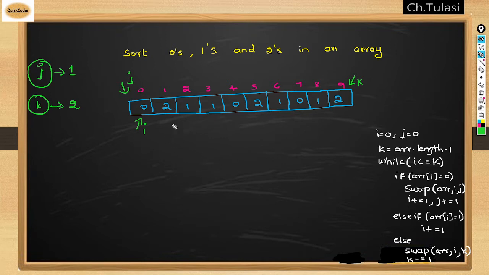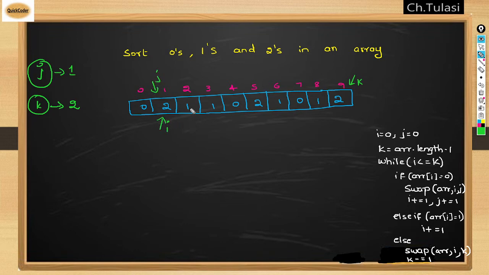For example, see here, my i is 0. First of all, I will check whether i is less than or equal to k or not. Yes. Then I check array of i, and it is equal to 0. Then I swap array of i and array of j. Both are pointing to the same place, so no swapping, 0 only will be there. Both are incremented, so my j will be here and my i will be here.